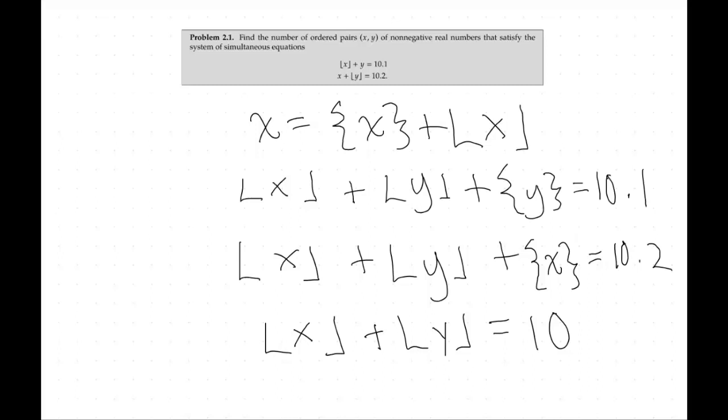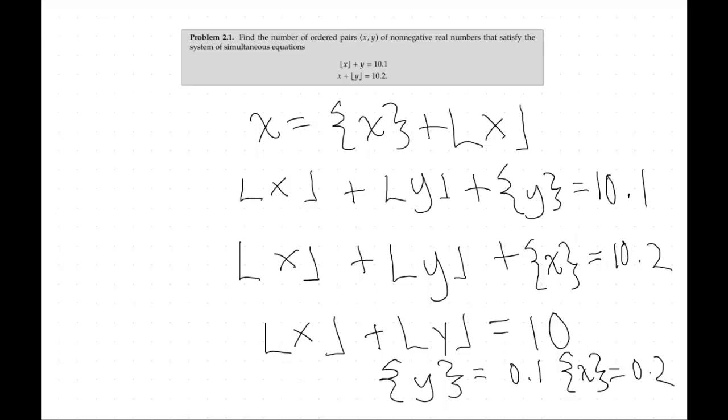Now, because we know the integer sum must be equal to 10, we know that the fractional part of y must be equal to 0.1, and the fractional part of x must be equal to 0.2. So let's keep that in mind as we continue on here. And now this is just a consequence of simple plugging in, right? The floor of x plus the floor of y is equal to 10, 10.1 minus 10 is equal to 0.1, and similar situation here.